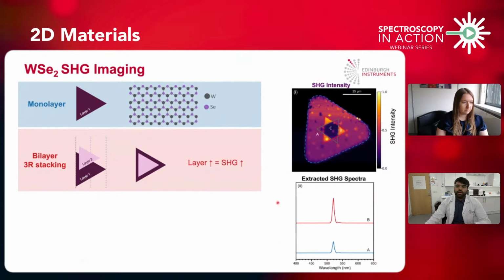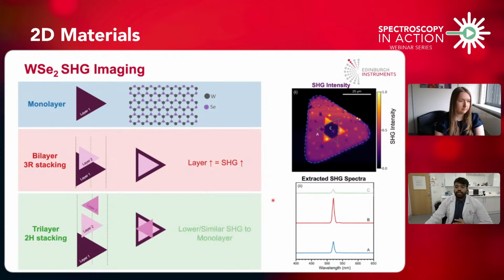This can be either 3R or 2H. When we start with the bilayer, this is identified as 3R stacking. This is where we have two layers that have the same orientation. Because we've increased the overall sample thickness, or the overall number of layers, we're going to see an increase in the SHG signal. We can see we've almost doubled that signal from A to B. Finally, when we look at the 2H stacking, which is present in the tri-layer system, this is where we have one of the layers being rotated 180 degrees with respect to the adjacent layers.